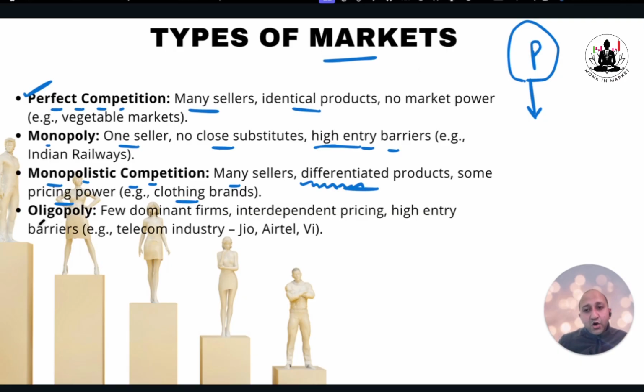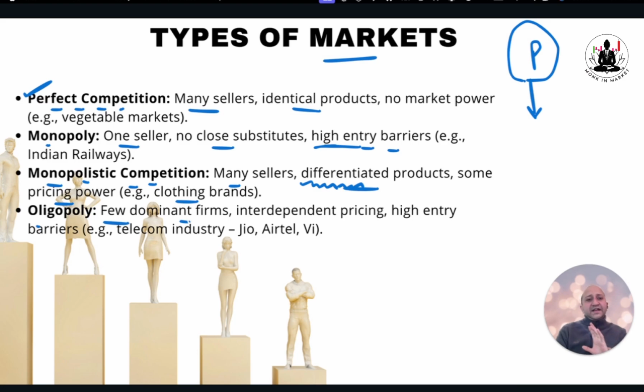Oligopoly means there are few dominant players and they are interdependent on each other. The barrier is high. The best examples are the telecom industry or the airline industry. Can you start an airline business tomorrow? No. It's very, very difficult, very competitive, very technology driven, and highly capital intensive. You need crores and crores of rupees in your account, or you have to take a lot of debt from the market. There are only four or five companies operating in the airline industry.